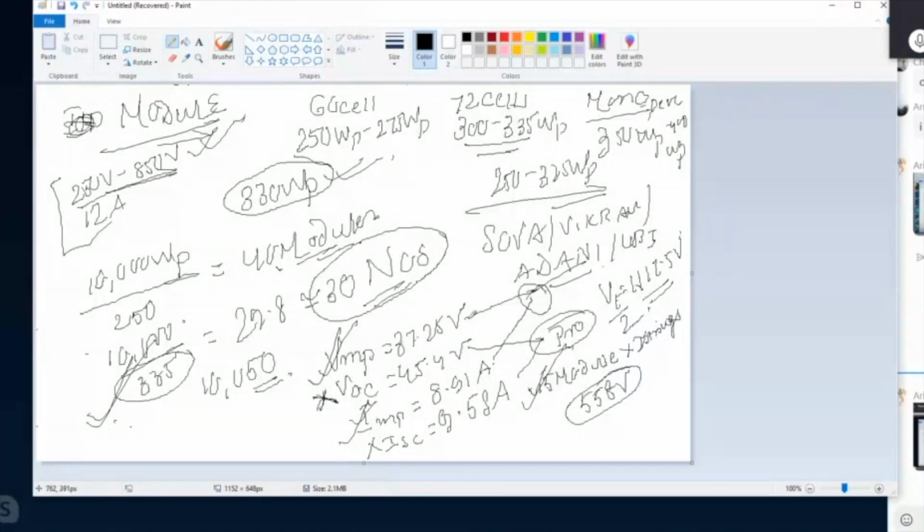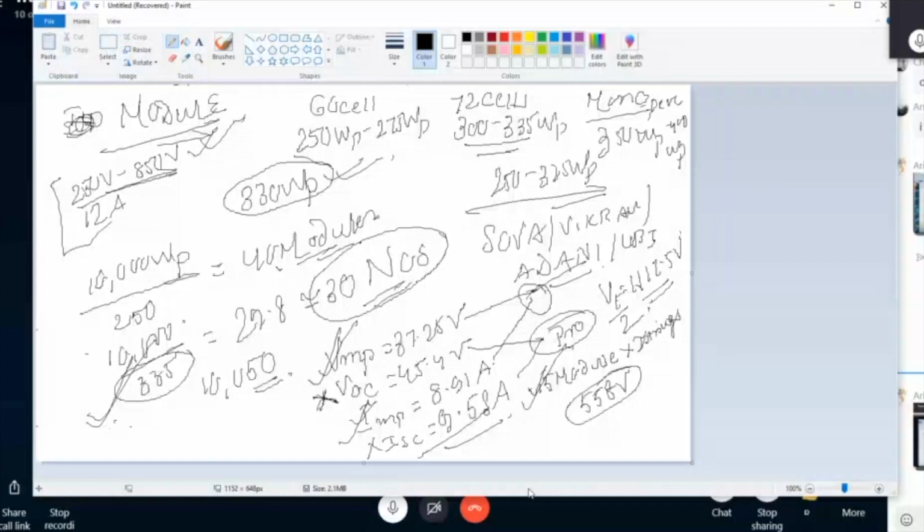Another point is, from here we can see the ISC is 9.58. That is, if any time there is any chance that the module has any damage or leakage, the ISC would go to 9.58 amps. So 9.58 is the maximum current that the series can produce.